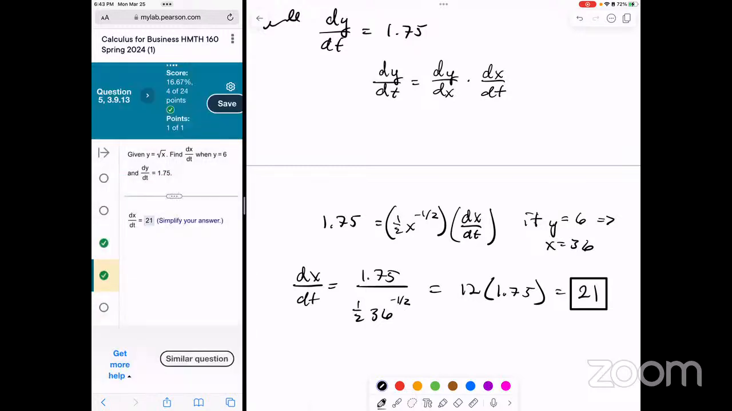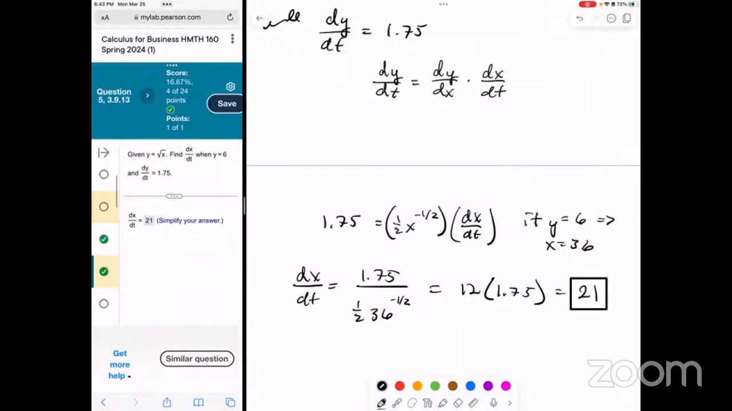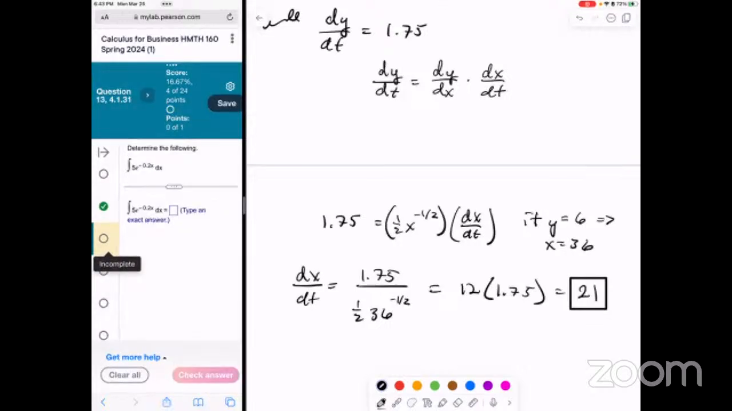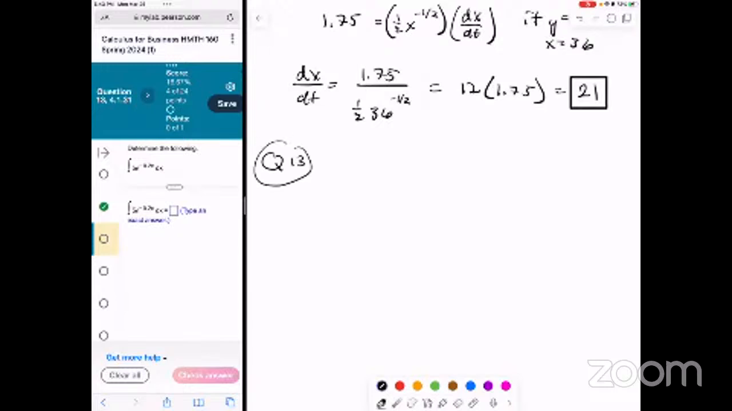Let's do another one. Let's look at question 12. So that's 4, 5, 6, 7, 8, 9, 10, 11. Looks like we did 12 already, so we'll go ahead and do 13, the next one. Okay. 13. This comes from section 4.1, question 31. All right, so just basically find the integral. So we're taking the integral of 5e to the negative 0.2x dx.